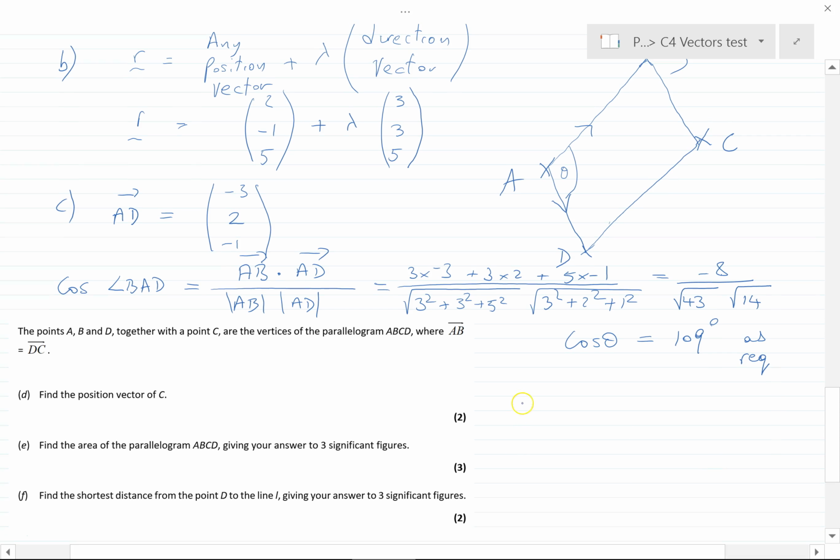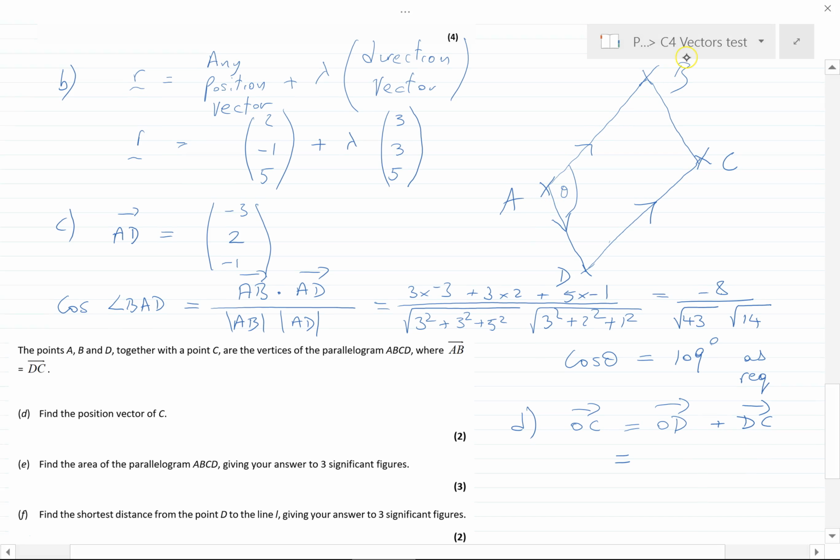And so for part D, still not too challenging really. It wants the position vector of C. Well, we know the position vector of D, given in the question, so then we just need to add on the vector DC. So if we know the position of D, add on DC will get us where we want. But we know that DC is the same as AB, and we've worked that out from before.